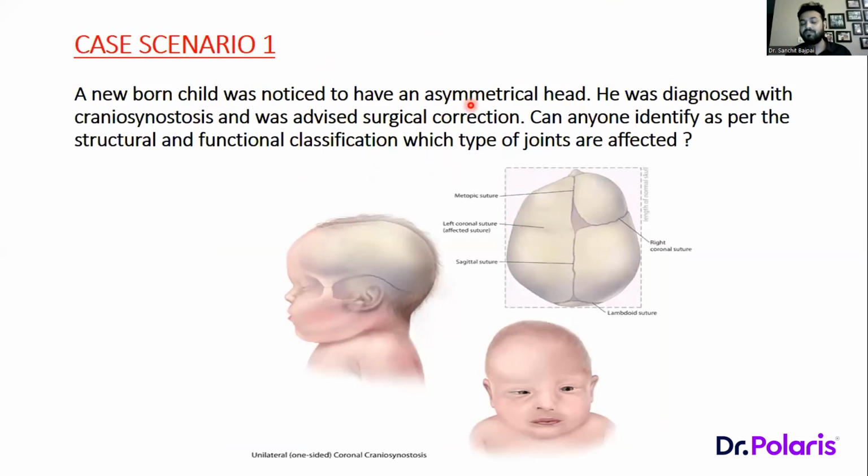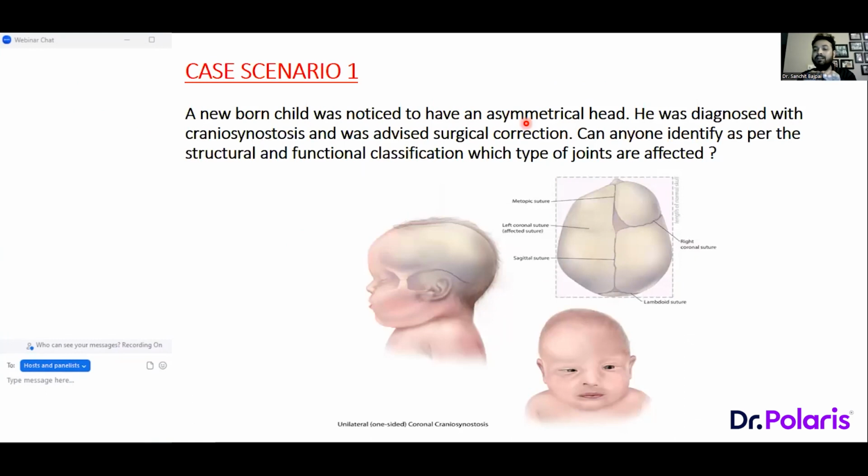Now, to make things simple for you, craniosynostosis is something where the fusion between two parts of the skull occurs much early in life. So the joining, or the fusion, between two skull bones happens too early in life. That is why when our brain is growing, it doesn't have space to grow, and that is why you have an asymmetrical head like this. So immature fusion of the skull bones is called craniosynostosis. And he was advised a surgical correction to correct this.